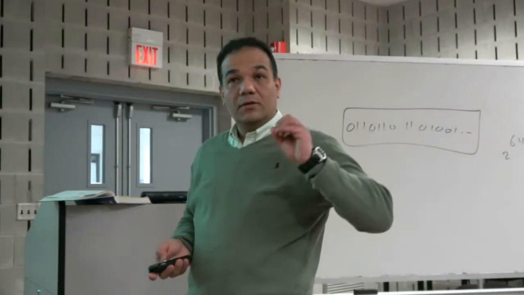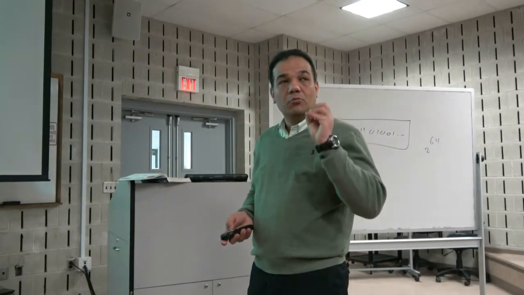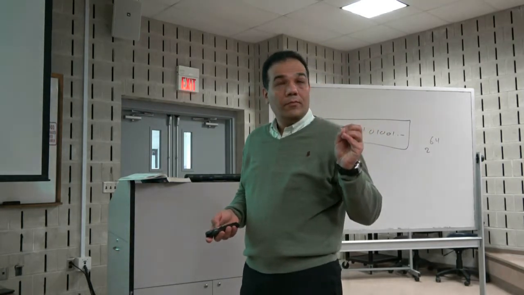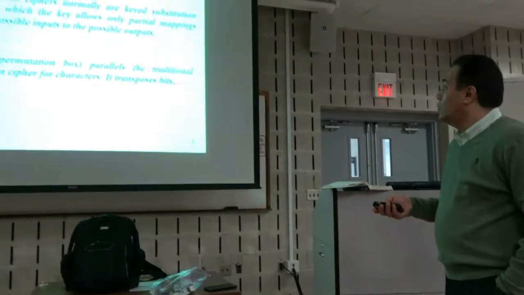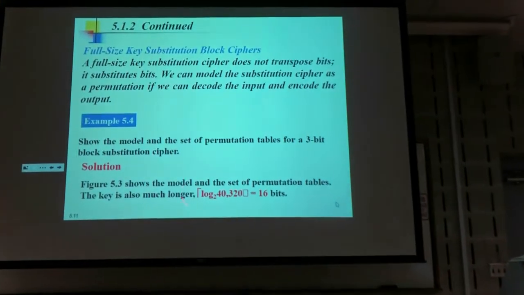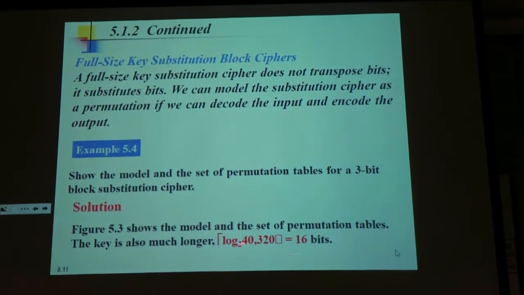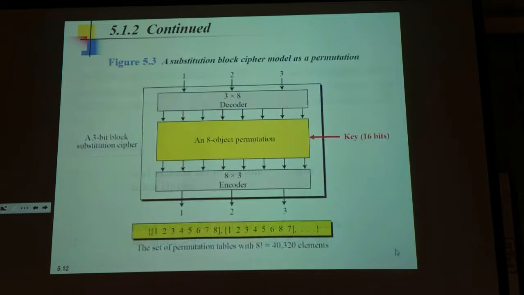That's why substitution is the most important part of any cryptography. Alright? So, where am I? Oh, here. Okay. So how many bits do you need to model the permutation? 16 bits. If you do log2 of this number, it will give you 16 bits.